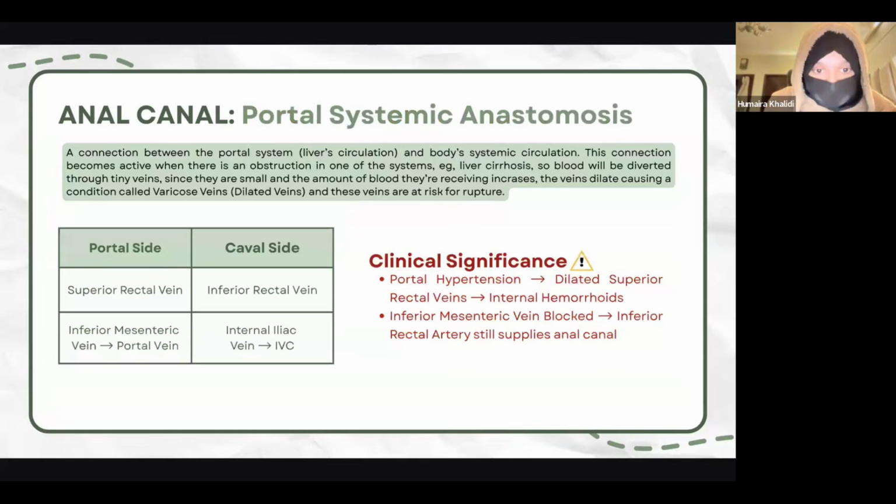I hope this makes more sense now because the superior rectal vein drains into the inferior mesenteric vein, which drains into the portal vein. The reason this is in a table is because I want you to know that for the portal side of the circulation, you have the superior rectal vein, and for the caval side of the circulation, you have the inferior rectal vein.